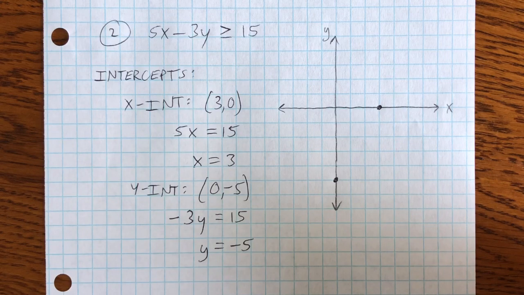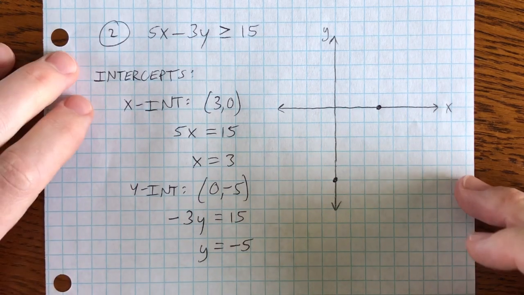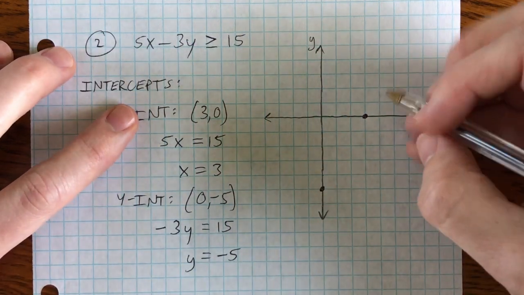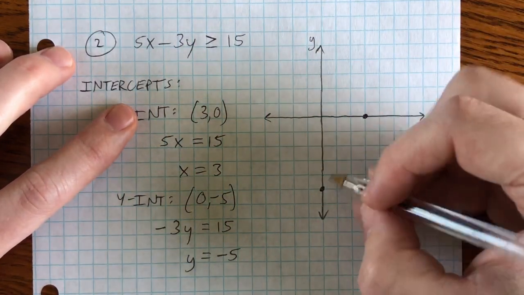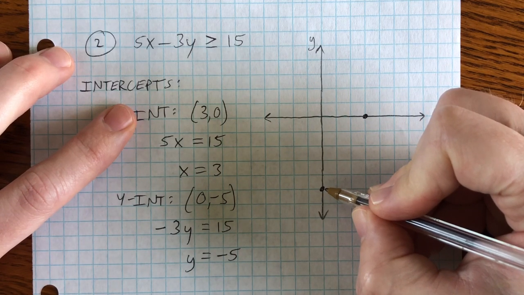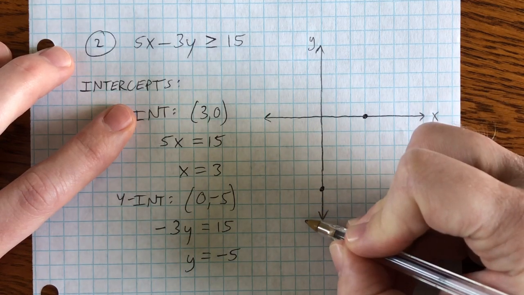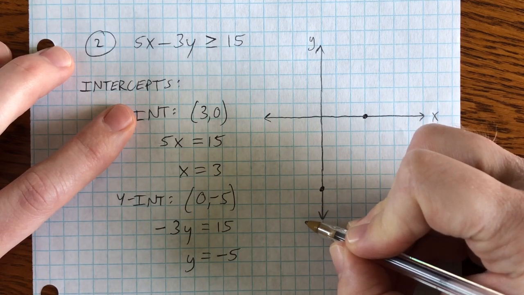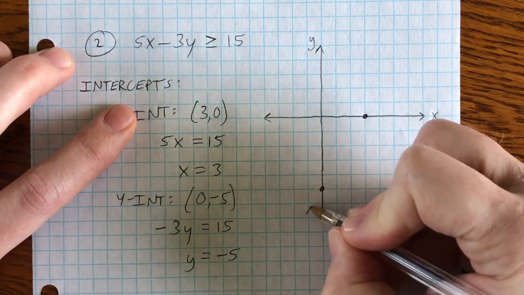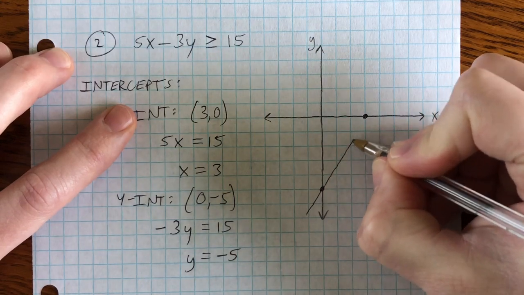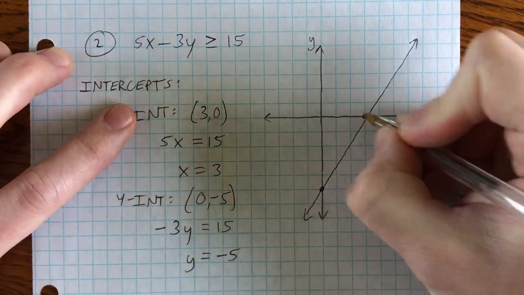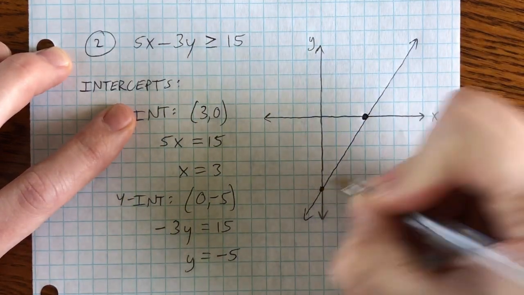It would be nice to use a straight edge here, but just do the best you can if you don't have one. Let's see what we can do. Here's what it's going to look like. Is it going to be solid or dashed? It's going to be solid because it contains the or equal to component. So let's go to work. Close enough. Again, if you have a straight edge, it would probably be better.